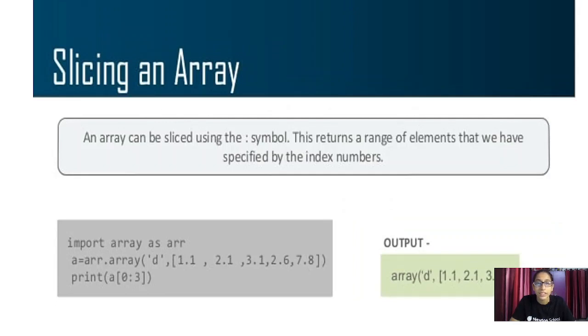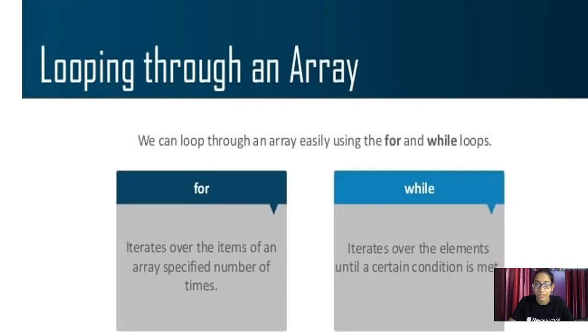Now slicing uses the colon symbol, and after that it will return a range of elements that we specify by using the index numbers. Then looping through an array: we can loop the array, but we have to use either for or while. With for, it will iterate over the items of the array a specified number of times. With while, it will iterate over the elements until a certain condition is met.